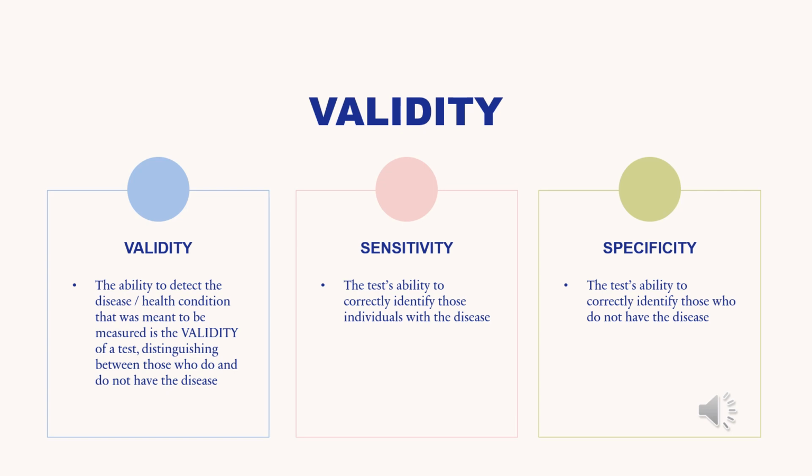The sensitivity of a test is the ability to correctly identify those individuals with the disease. And specificity would be the test's ability to correctly identify those who do not have the disease. So they're really just the opposite of each other. A test with 90% sensitivity means that 90% of the individuals screened by that test will have a true positive, meaning that 10% will have a false negative result.